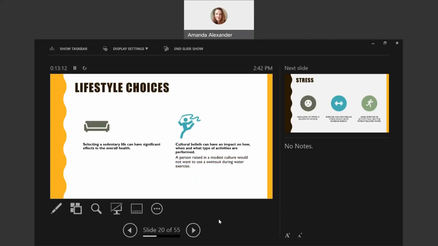Lifestyle choices also can create immobility, selecting a sedentary lifestyle, and some cultural beliefs. A person raised in a modest culture would not want to use a swimsuit during water exercise. This is a type of cultural belief that may prohibit them from exercising in groups or in public.